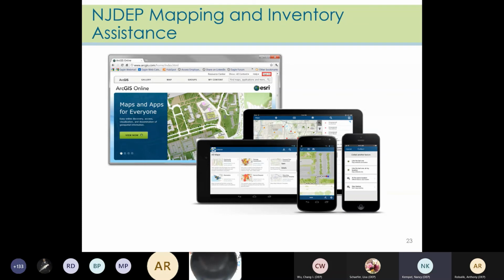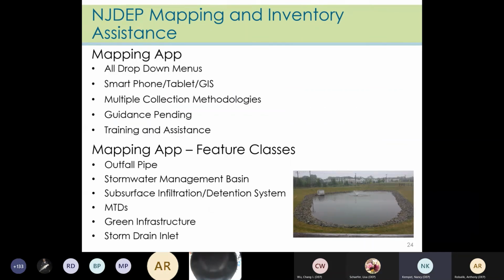Here again is just a quick reference to the mapping requirements that are in the permits. And I think Tim covered this topic pretty well, as I mentioned before. The mapping app includes a bunch of drop-down menus for the type of BMP and the location. You can use a smartphone, tablet, GIS. We have guidance that we're working on. Tim is available for all kinds of training and assistance. There are many feature classes that we have, and we'll be hopefully adding more as time goes by.